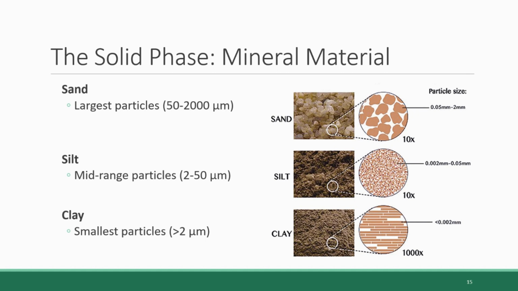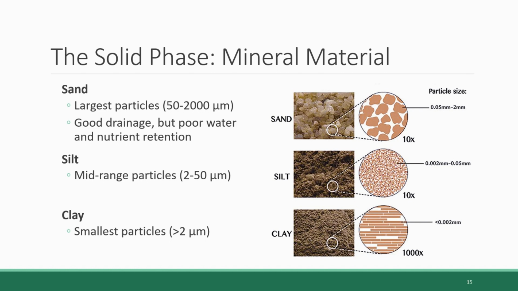With sand, there is a lot of space between the particles, and this means that if you have a soil where the mineral portion contains a high level of sand, the soil will have good drainage, but consequently, it will have poor water and nutrient retention because water and nutrients will flow right through.